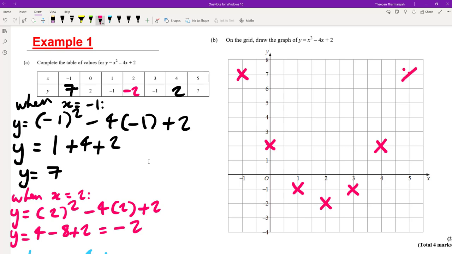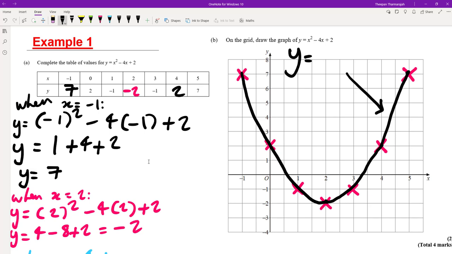So what we get is a nice U shape, or in maths we call it a parabola. Okay, and if it's a positive quadratic graph, we should always get that. So we draw it freehand, like so, through the points here. It must go through all the points. And this is our quadratic graph, and we can draw an arrow here and label it as y equals x squared minus 4x plus 2.